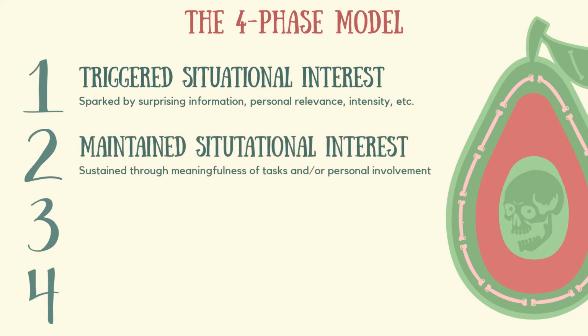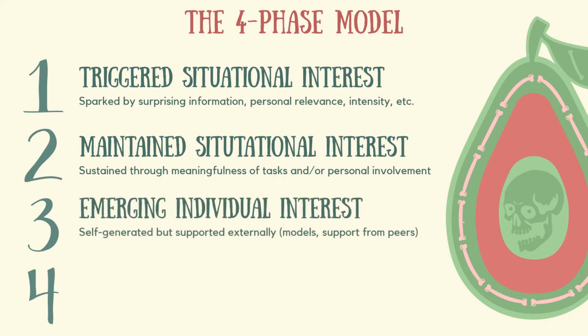Phase 2, maintained situational interest. This refers to a state of interest that comes along after a triggered state, and it involves focused attention and persistence over an extended episode in time, and/or it reoccurs and persists. In this phase, situational interest is held and sustained through meaningfulness of tasks and/or personal involvement. It's typically, but not exclusively, externally supported, and things like project-based learning and cooperative group work can contribute to the maintenance of situational interest.